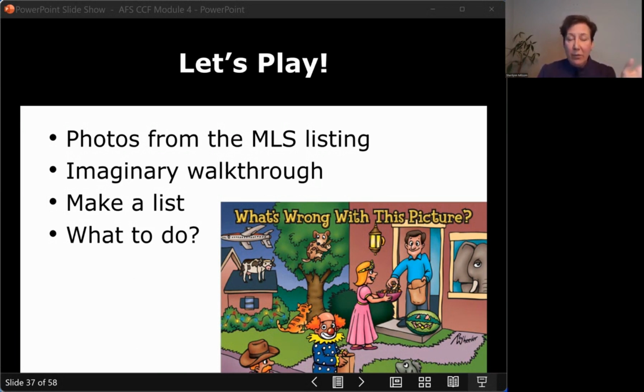And forewarning, this is going to be part of your homework. So make your list, check it twice, write down some values of what you think needs to be changed and what you would potentially do with the property.